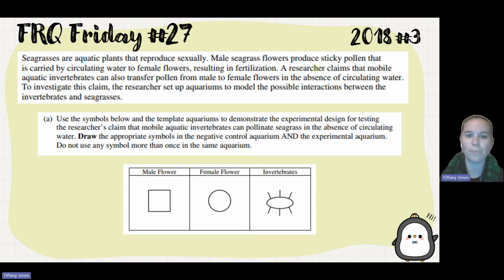Use the symbols below and the template aquariums to demonstrate the experimental design for testing the researchers' claim that mobile aquatic invertebrates can pollinate seagrass in the absence of circulating water. Draw the appropriate symbols in the negative control and experimental aquarium. Do not use any symbol more than once in the same aquarium.